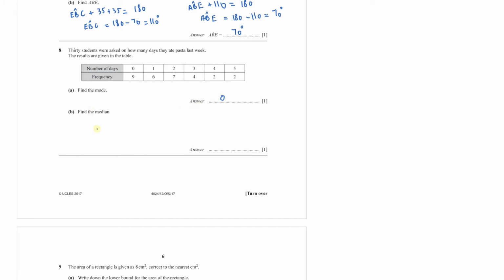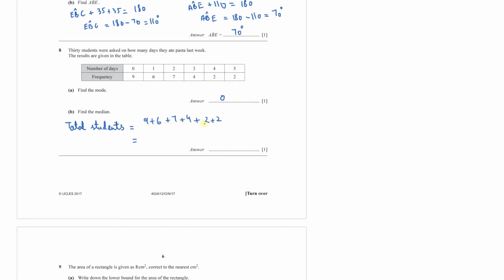Part B is find the median value. So we don't know how many students were in this survey, you can say. So let's calculate total students first. The median is the mid value. So to find the mid value, we first need to know how many total students there are. So you add up all the frequencies, 9 plus 6 plus 7 plus 4 plus 2 plus 2. So this is 9 plus 6, 15 plus 7, 22.